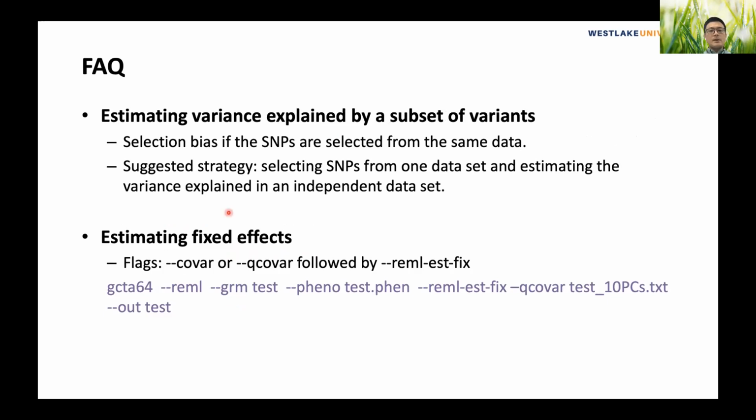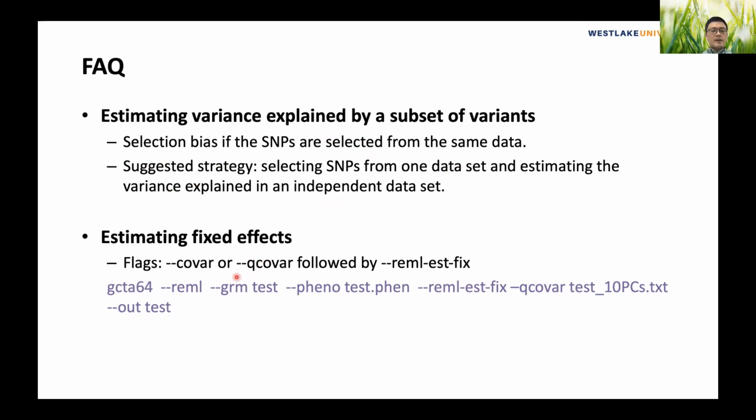The other question is about whether we can use GREML to estimate the variance explained by a subset of variants. The answer is yes, but the estimate will be inflated if the SNPs are selected from the same data. So one suggestion would be to select SNPs from one data set and to do the estimation in another independent data set.